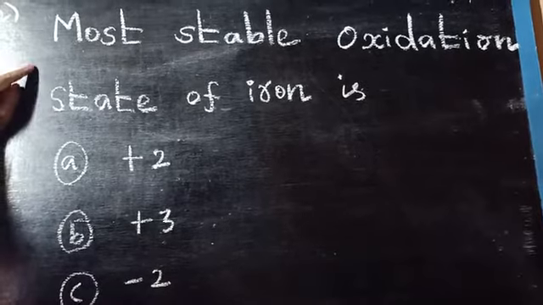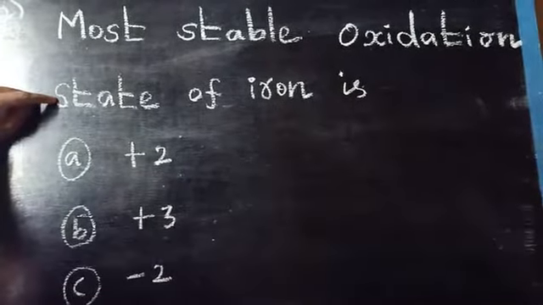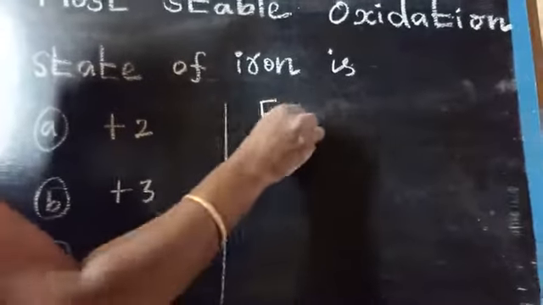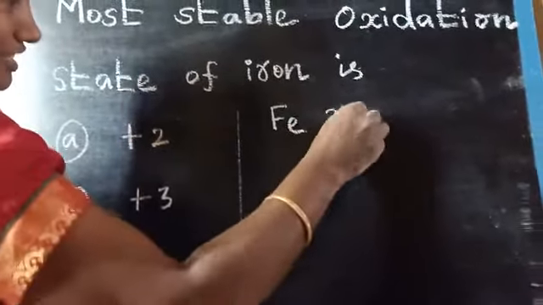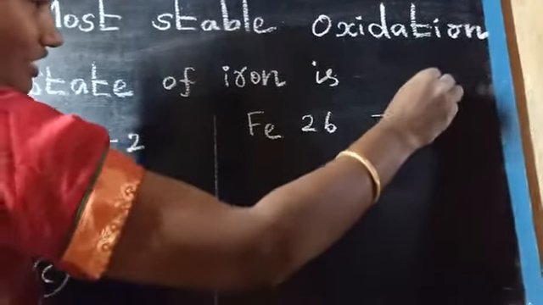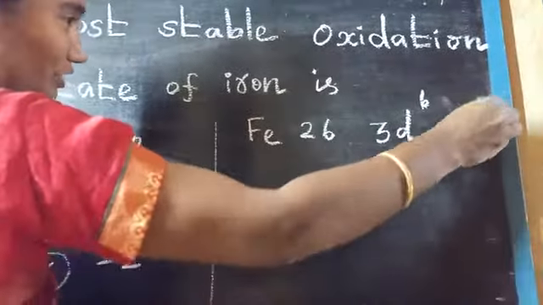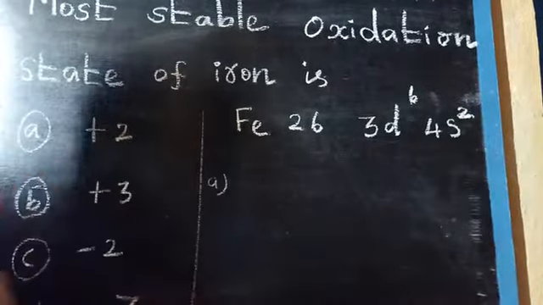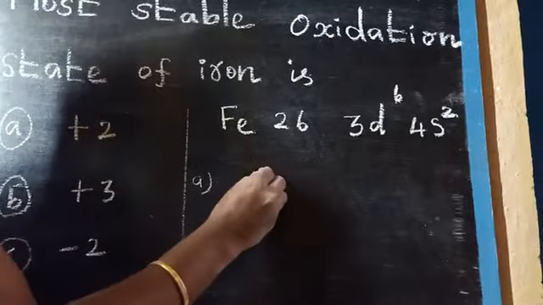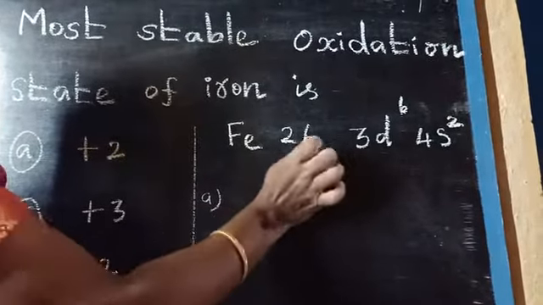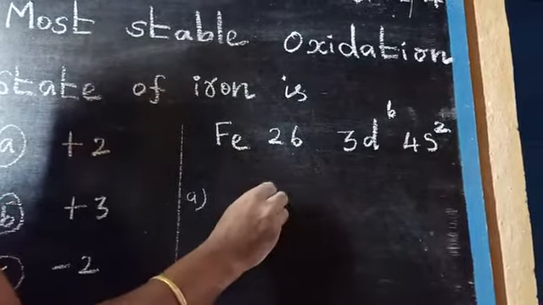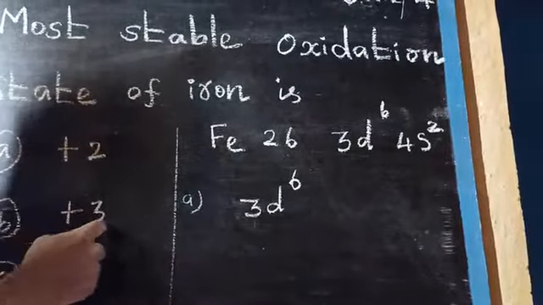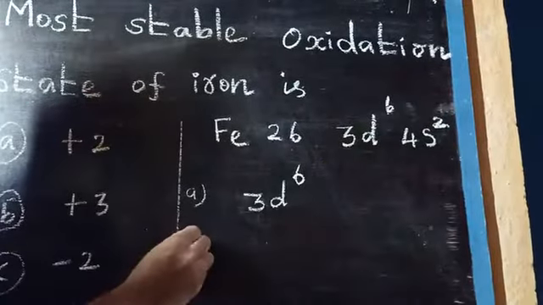Next question: most stable oxidation state of iron is. The element is iron, atomic number 26, electronic configuration 3d6 4s2. First option A, Fe plus 2: 2 electrons are lost. What about Fe plus 3, with 3d6? Fe plus 3: 3 electrons are lost.